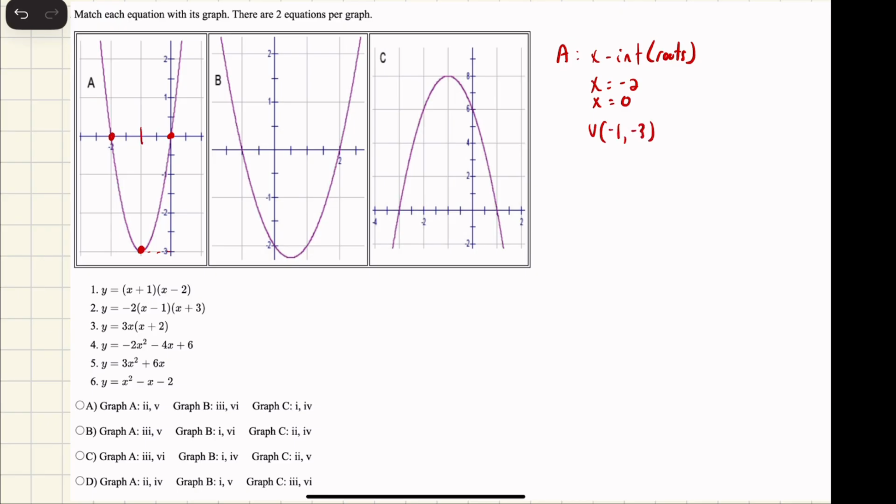Now for graph B, we're going to do the same thing. So for the roots, and I'll just write roots instead of x-intercept here. So for the roots, they're going to be at x equals, there's one here and one here. And then the vertex right over here.